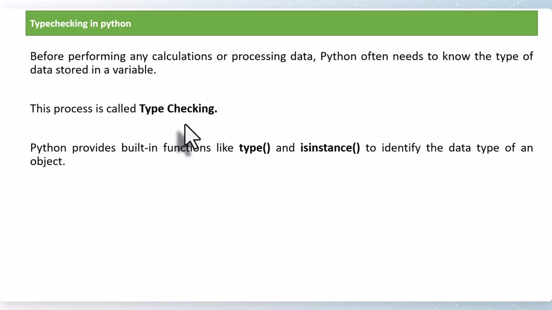You are going to process some data. First of all, understand what type of data it is. Based on that, you can do the calculations or processing. Python provides built-in functions like type, which we have already used a couple of times, and isinstance, another built-in function that is available to identify the data type of a particular object in Python.